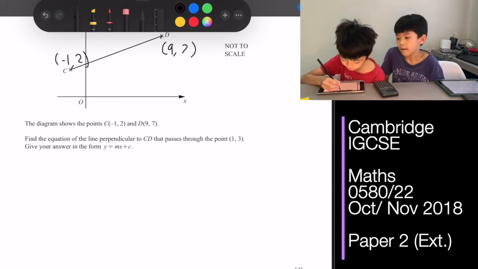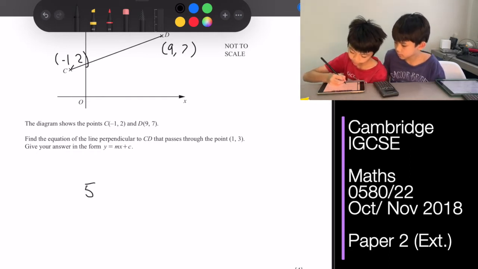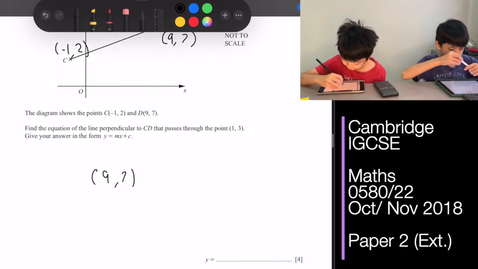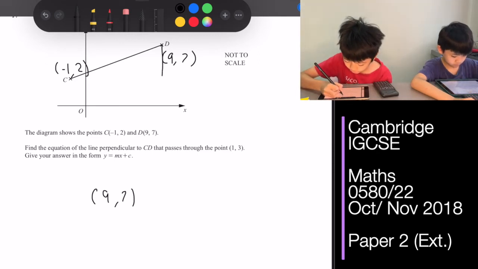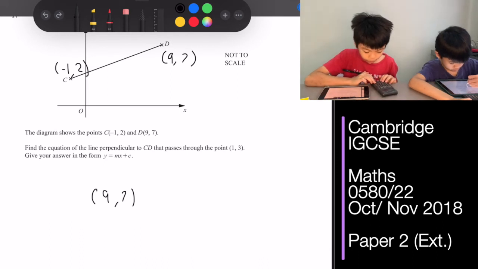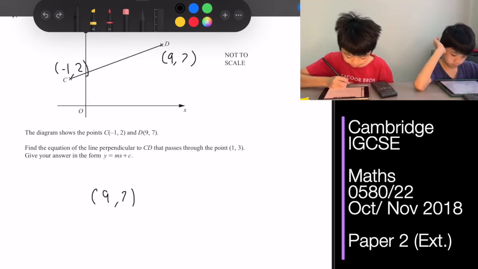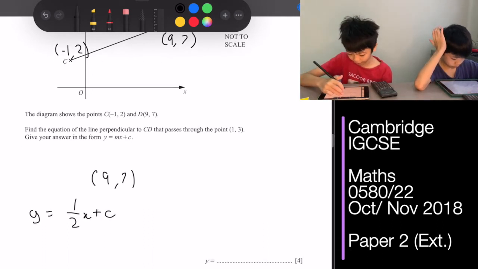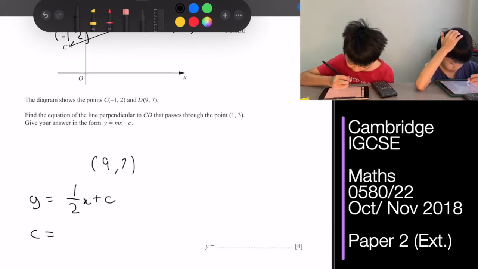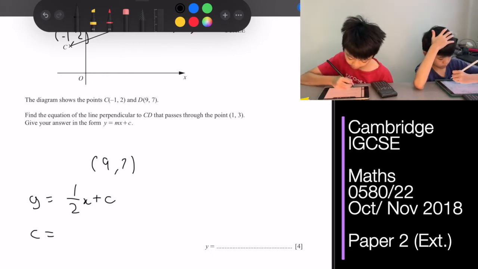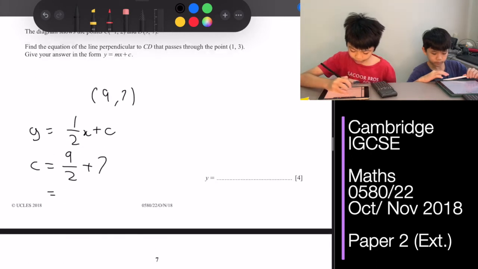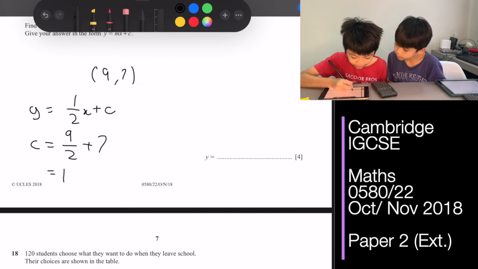Let's just take 9, 7 here. Then we know what the gradient is. The gradient is 7 minus 2, which is 5, divided by 9 minus negative 1, which is 10, which gives us half. Okay, so it's y equals half x plus c. It's a positive graph, so we're in the clear. Now, c is 7 minus half of 9, which is 4.5, or 9 over 2, okay, it's 11.5.